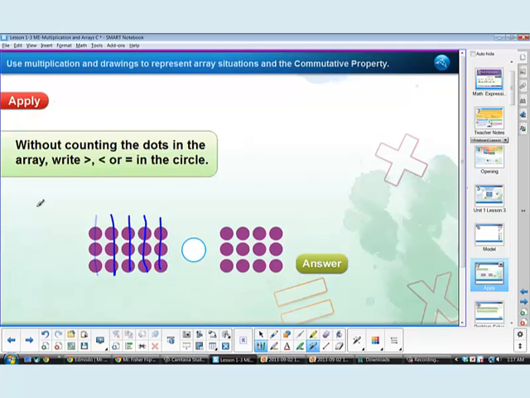There are 5 columns, so I'm going to write 5 using a different marker, and I'm going to put 5 down here. 5 times, and let's check. How many rows do we have? 1, 2, 3.